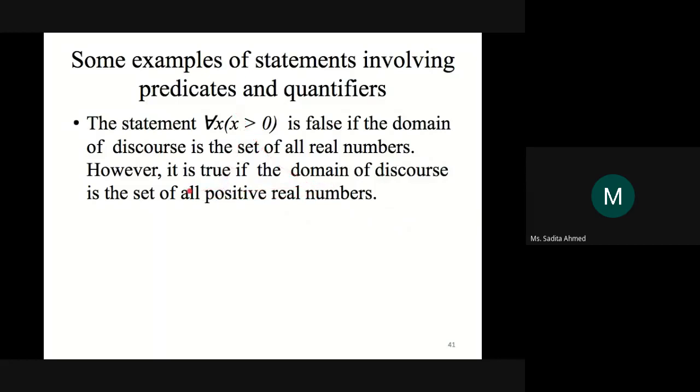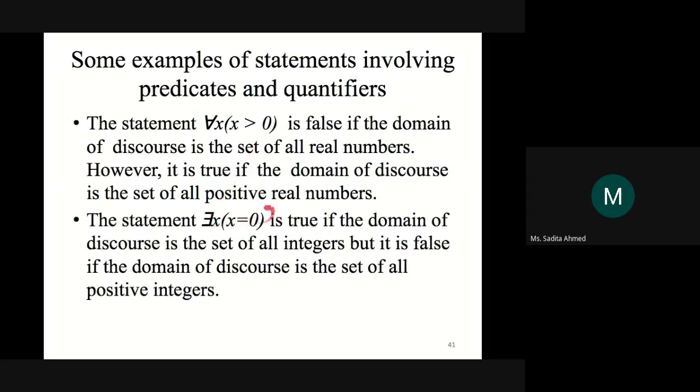So for the domain that consists of all positive real numbers, the universal quantification of this function is going to be true. See, the truth value changed the moment we changed the domain. You see? So there.